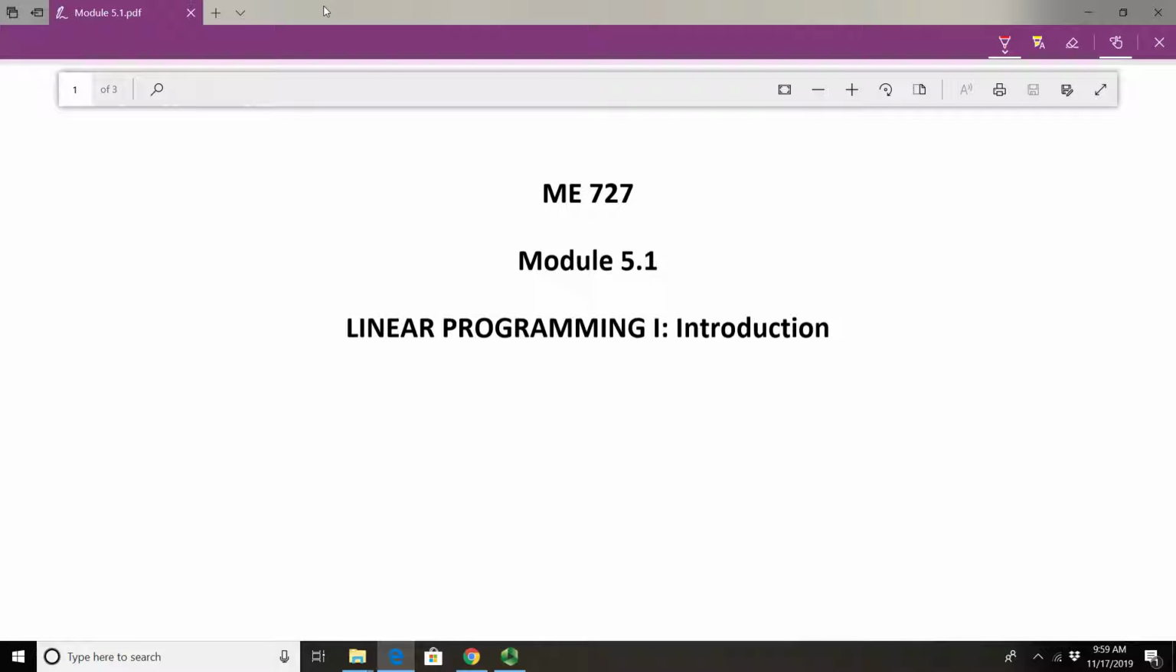Then we'll go into nonlinear programming, which is again more common than linear programming, just because sadly enough, most engineering problems are nonlinear in nature. So let's see what this linear programming means.